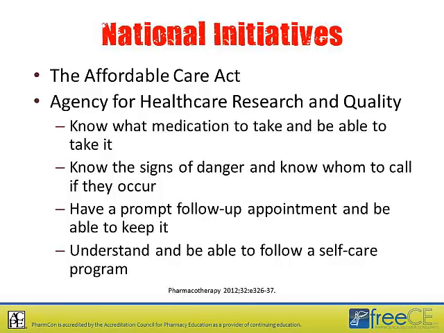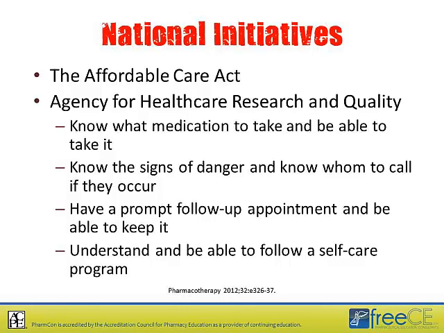The Agency for Healthcare Research and Quality, or AHRQ, has a really nice publication, or has really endorsed 4 goals to decrease preventable readmissions. They're really focused on things that the patient can do, and areas where we can focus on making sure the patient has an understanding to decrease readmissions. The first one is know what medication to take and be able to take it. The second one is know the signs of danger and know whom to call if they occur. Part of this is giving the patient some triage information to figure out when it is appropriate to come to the emergency department, when to call their primary care physician, and when to go to the pharmacy and pick up something over the counter.